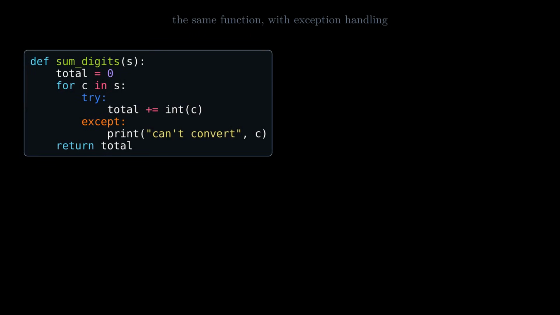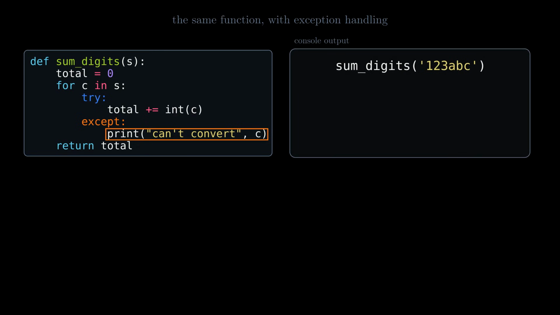Here is the same function with exception handling. Most of the code is unchanged. The running total, the loop, the return. The middle is different. No if guard at all. We assume every character converts and we try it. Inside the try block sits one statement. Convert the character and add it to the total. The except block underneath prints the words can't convert, followed by the character that failed.